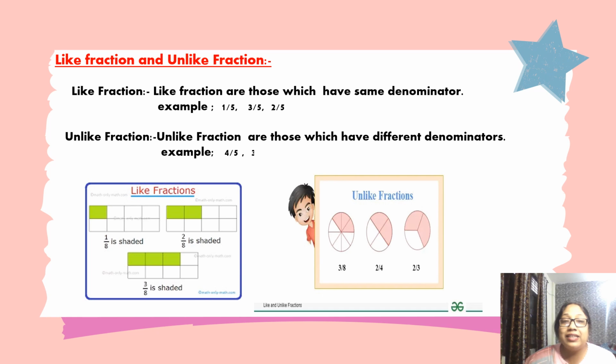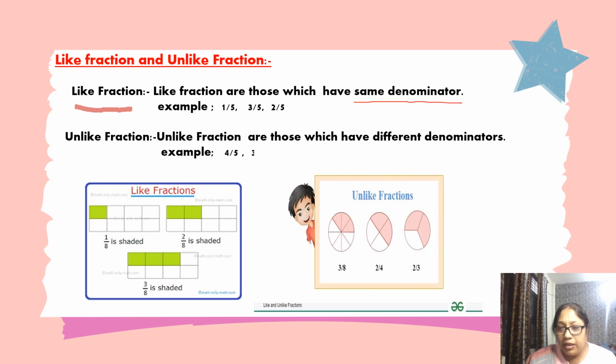Now it is like fractions and unlike fractions. First we will do like fractions. Like fractions are those which have the same denominator. जिनके denominator same होते हैं वो like fraction होते हैं. Like और unlike fractions के लिए हमें comparison के लिए at least two fractions की ज़रूरत होती है. Single fractions को हम like और unlike में find out नहीं कर सकते.